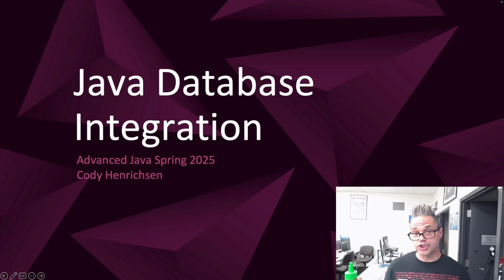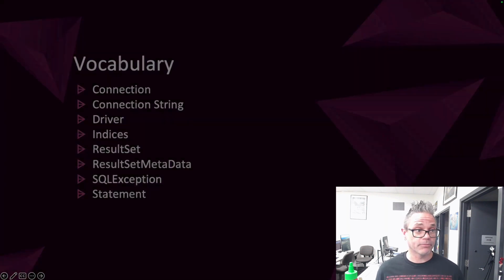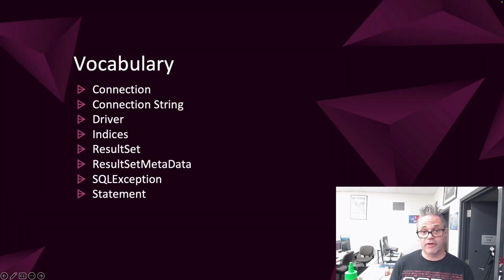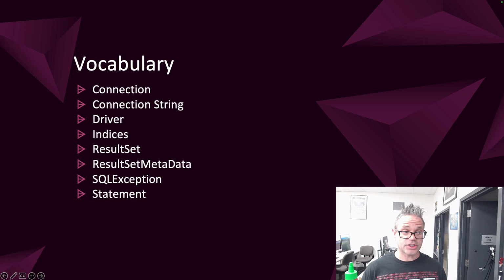Welcome. Today we're going to take a look at Java database integration, how we can actually make our Java projects talk to database projects. That's how we make that happen. We have some vocab we have to make sure we cover as part of this: the connection string, the driver, indices, ResultSet, ResultSetMetaData, an SQLException, and a statement. These are some of the vocab terms you need to make sure you understand and can use as you work with Java database integration.